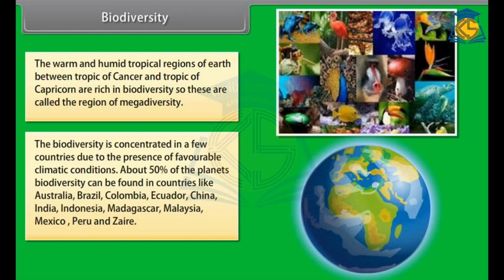The biodiversity is concentrated in a few countries due to the presence of favorable climatic conditions. About 50% of the planet's biodiversity can be found in countries like Australia, Brazil, Colombia, Ecuador, China, India, Indonesia, Madagascar, Malaysia, Mexico, Peru, and Zaire. The hierarchy of classification groups.